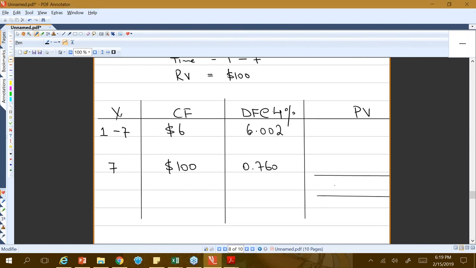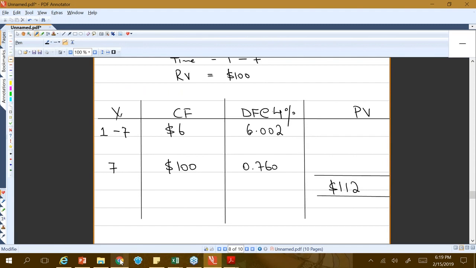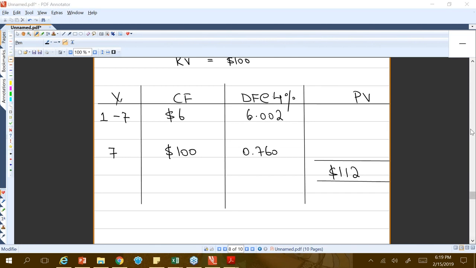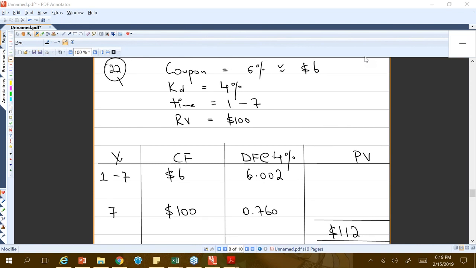Yes, 112 is the market price. And do we have an answer there? Yes, 112.01 is the market price here. Thank you for the right answers. 112, yes, agree. So this is the market price of the debt.